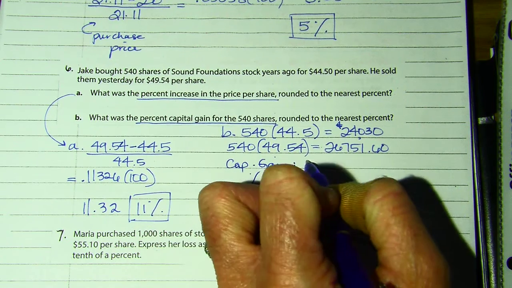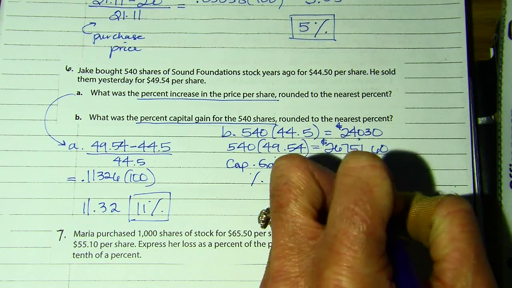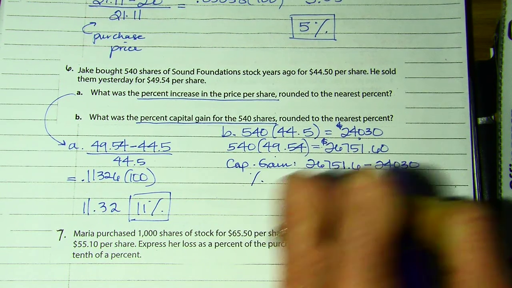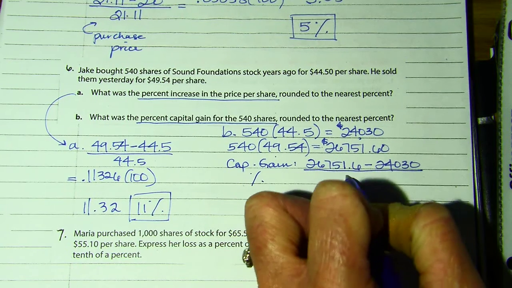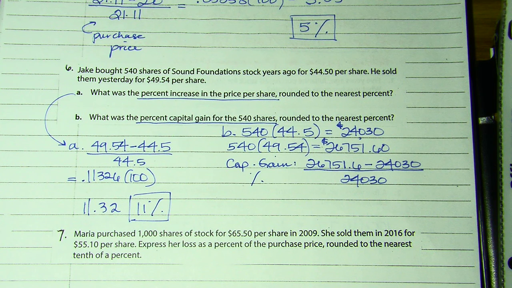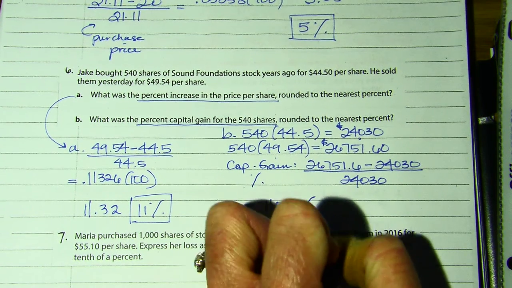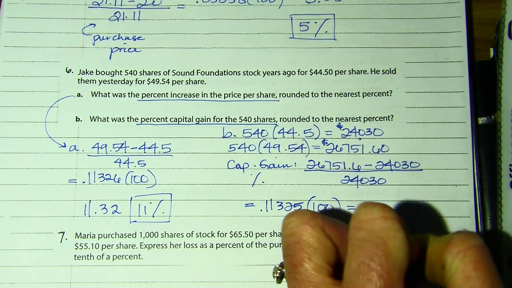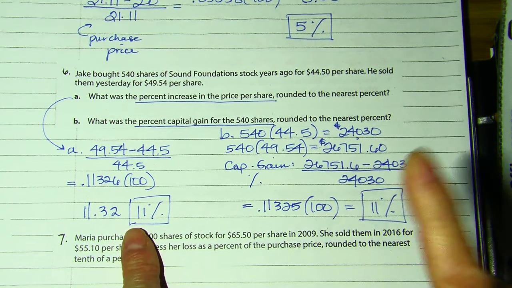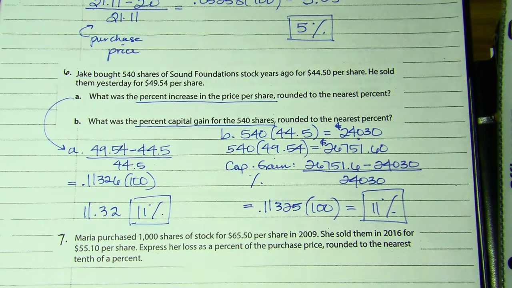So my capital gain percent is the difference. So 26,751.6 minus what you purchased them for, divided by, we always divide by the original purchase. So 26,751.6 minus 24,030 divided by 24,030. I get 0.11325 times 100, and I get the same answer, because the capital gain percent should be the same as the price per share gain. So these are both the same.